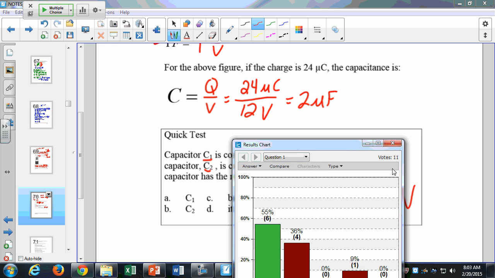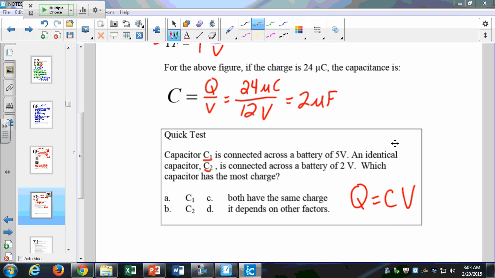Okay, C1 is the right answer. If C1 has a greater voltage across it, then it's going to have more charge on it, right? Just from that relationship: if the capacitances are the same, if C is constant, then if V increases, Q is going to be larger.